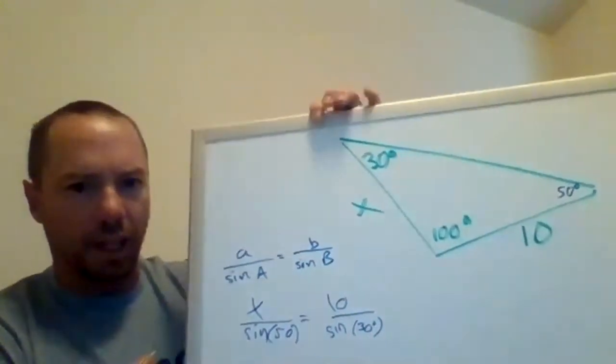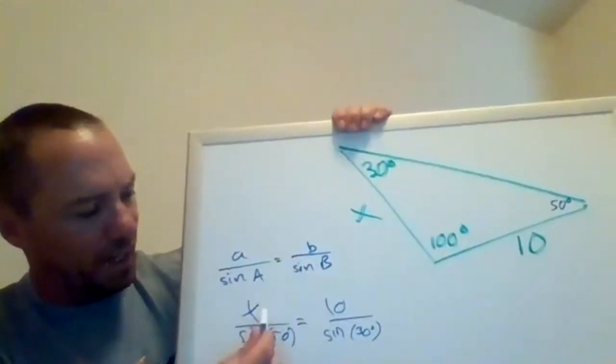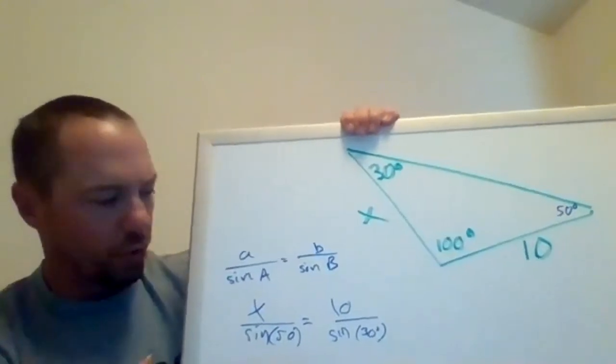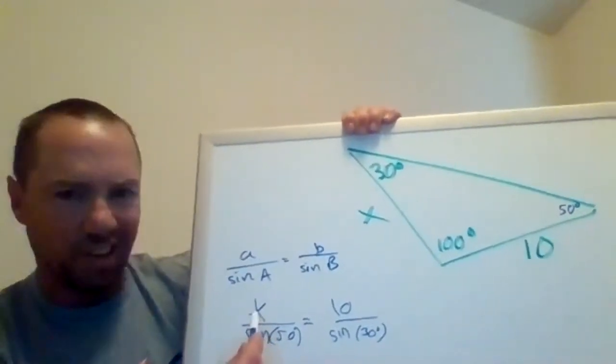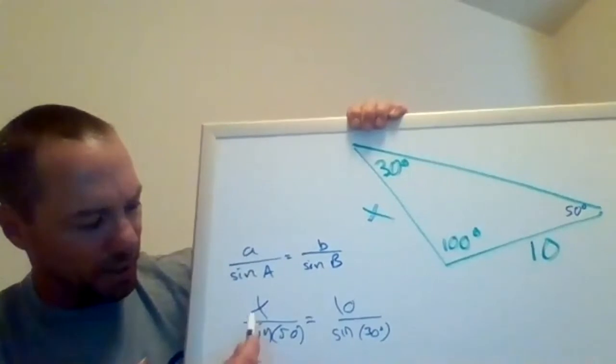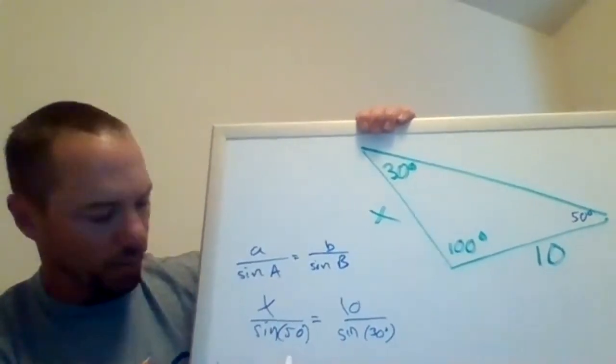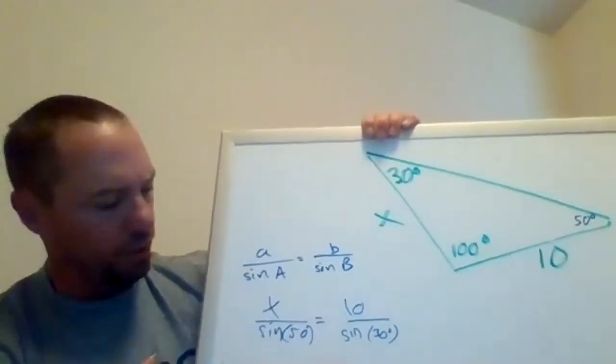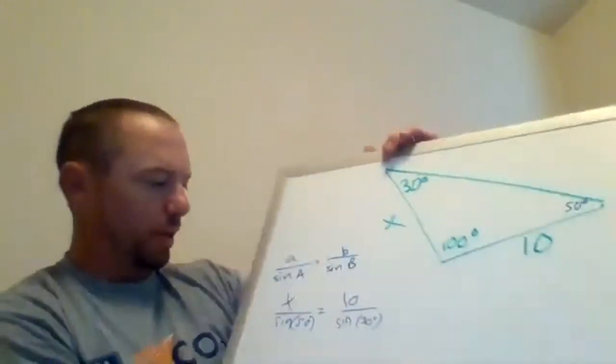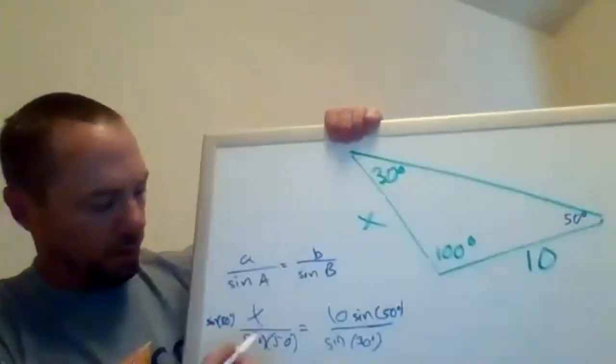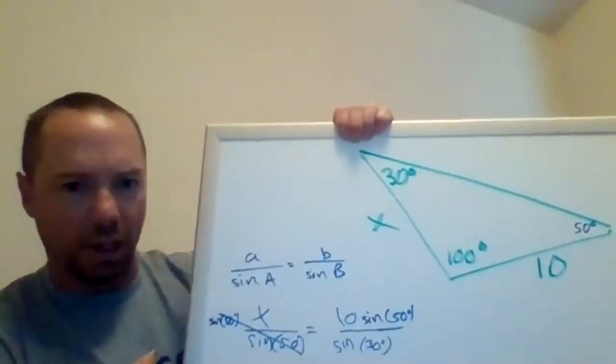Okay, and just like the last problem, I can actually get x by itself in just one quick little move. X is being divided by sine of 30. How do you undo division? Multiplication. So multiply both sides by sine of 50. Well, my sine of 50s cancel out here.